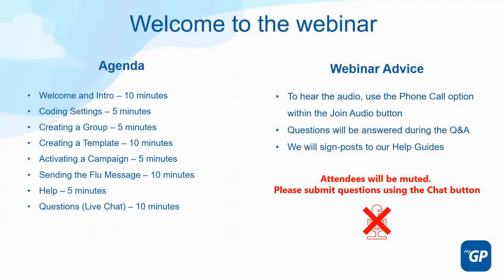Okay, so let's go through our agenda. So we have our welcome and intro, as we mentioned, we're going through that now. We're going to move on in a second to coding settings. And coding settings is all about the clinical codes that are set up by default in your Connect system, so that you can use those all-important automatic coding functions to code the fact that you have sent a text message to your patients. So we'll be going there first of all. We'll then look at creating a group, and that's the beginning of building our health campaign. So creating a group of people to send to.